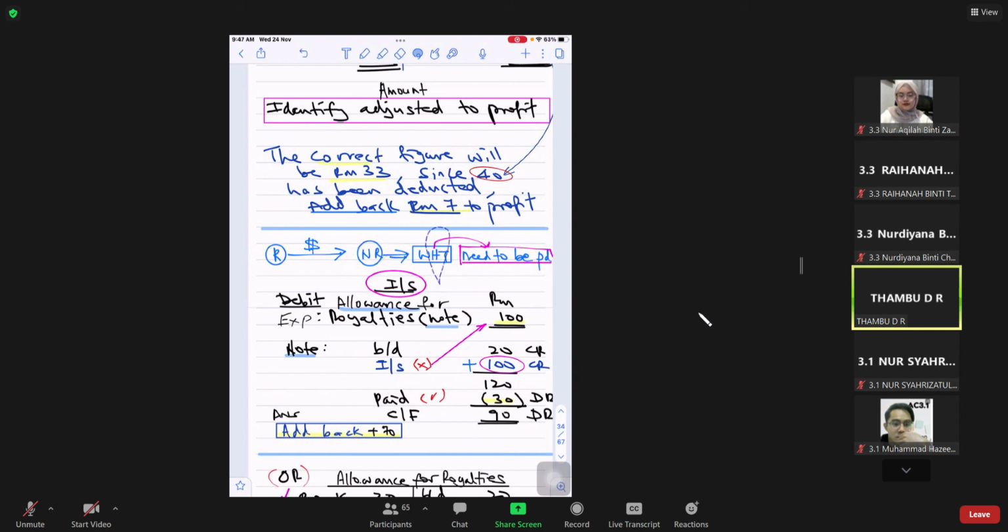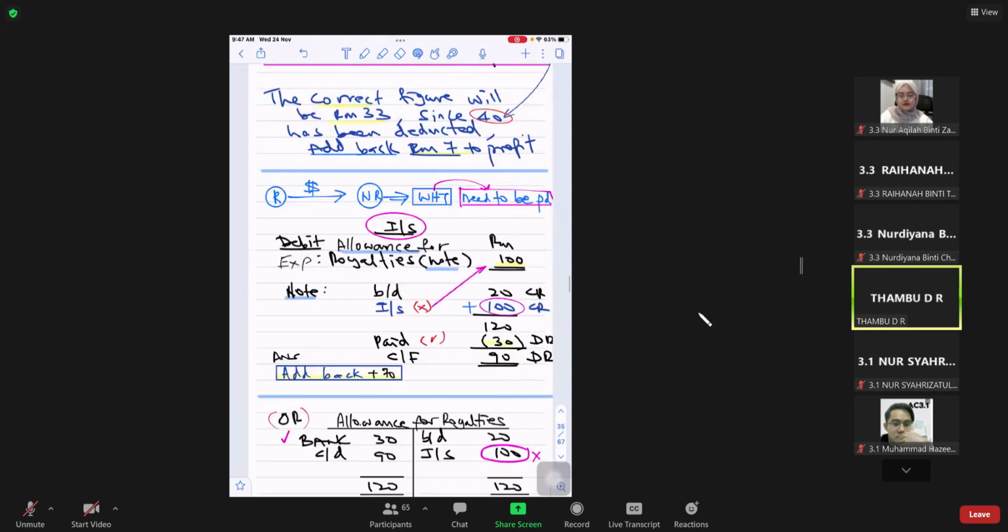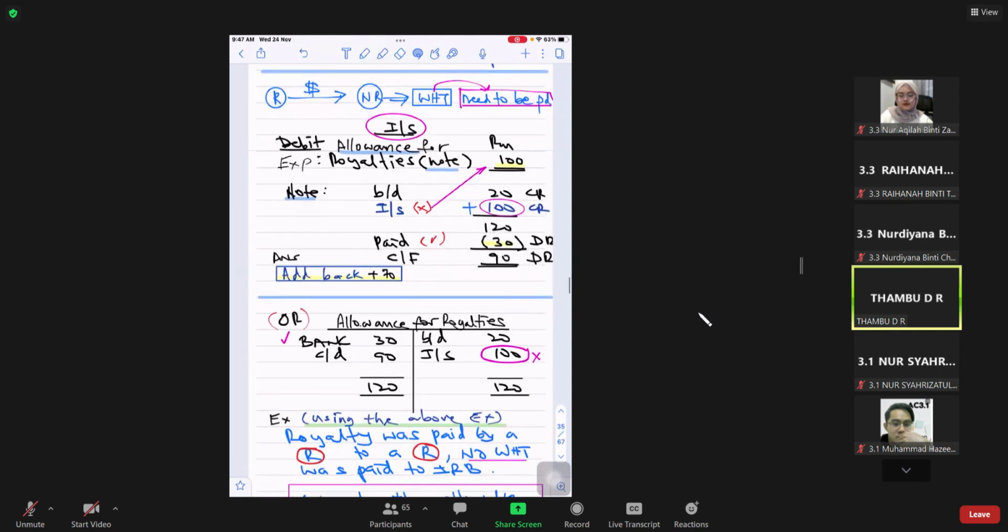For example, I give you this. Let me put it in a T account, easy. The exam question can be in this form or can be in this form. Nowadays, it is difficult to type in this form, so it is easier to put it this way. So every exam question normally now appears in this format.